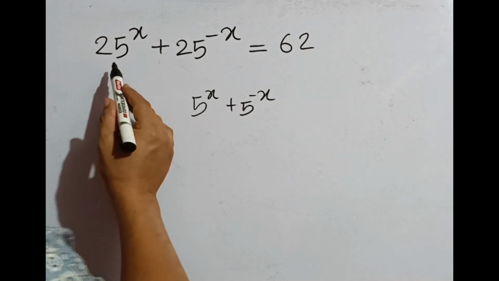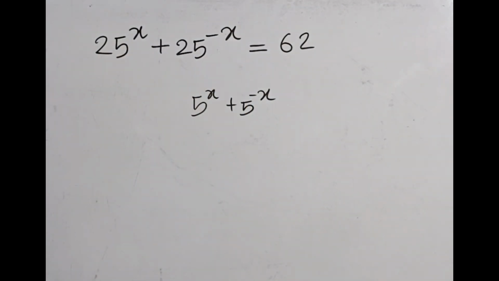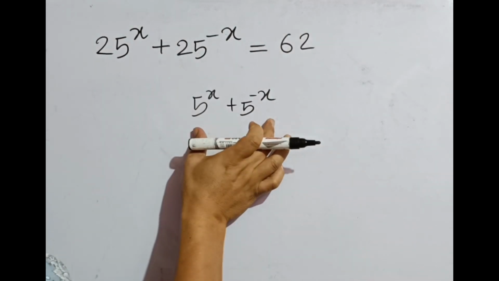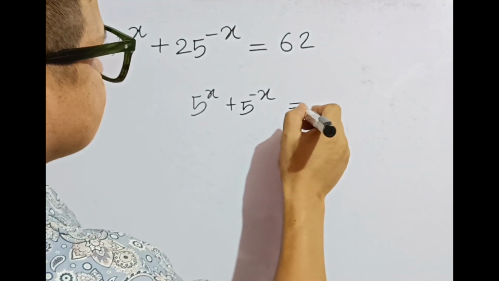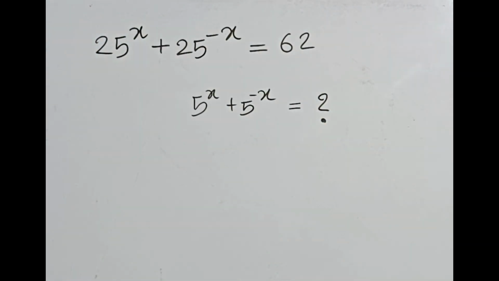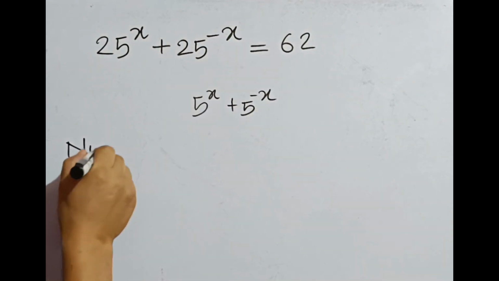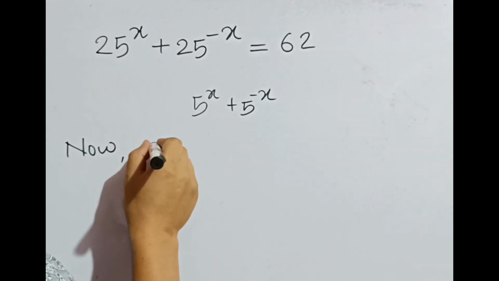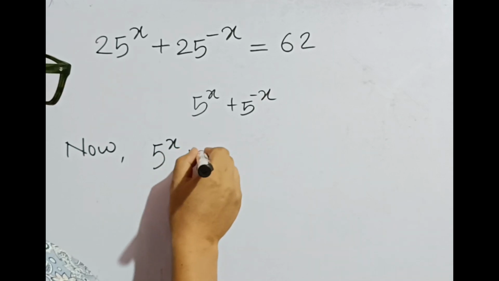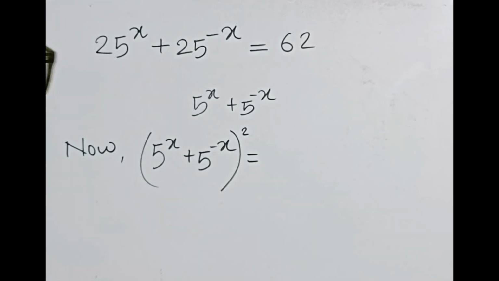Here, this is the given relation: 25 raised to the power x plus 25 raised to the power minus x is equal to 62. And by using this relation, we have to calculate the value of this expression. So this is the question mark. We have to calculate the value of 5 raised to the power x plus 5 raised to the power minus x. And to calculate the value of the given expression, first of all, we are going to raise the given expression to the power 2. So it becomes 5 raised to the power x plus 5 raised to the power minus x whole square.